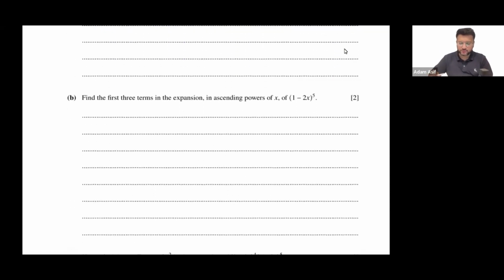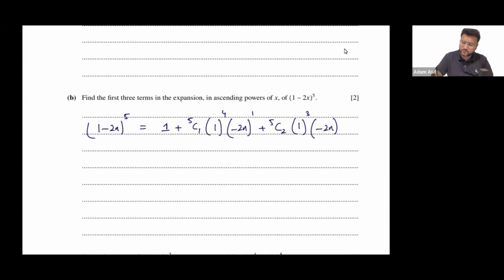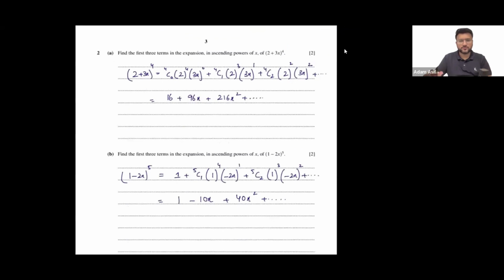Now in the second part, you need to find the first three terms in the expansion in ascending powers of x for 1 minus 2x to the power of 5. Again, the first term is just going to be 1 over here, plus 5C1, 1 to the power of 4, minus 2x to the power of 1, plus 5C2, 1 to the power of 3, minus 2x to the power of 2. So the expansion would be 1 minus 10x, 5C2 is 10, 10 times 4 is 40x square. These were the first two parts.